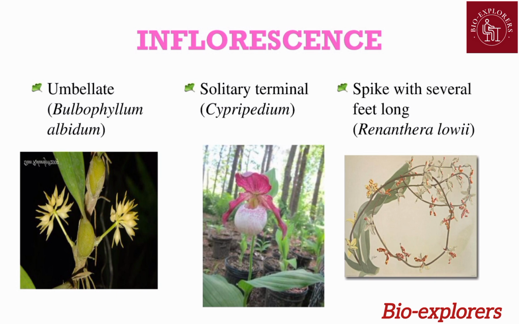The Orchidaceae members also show the umbellate inflorescence. So in umbellate inflorescence, multiple pedicels are arranged at a common point. Example, Bulbophyllum album. Next, solitary flowers are also seen in the Orchidaceae members. Example, Cypripedium species. Here, the single flower is located at the tip of the plant. Renanthera lowii shows the spike inflorescence. Here, the spike is several feet long.